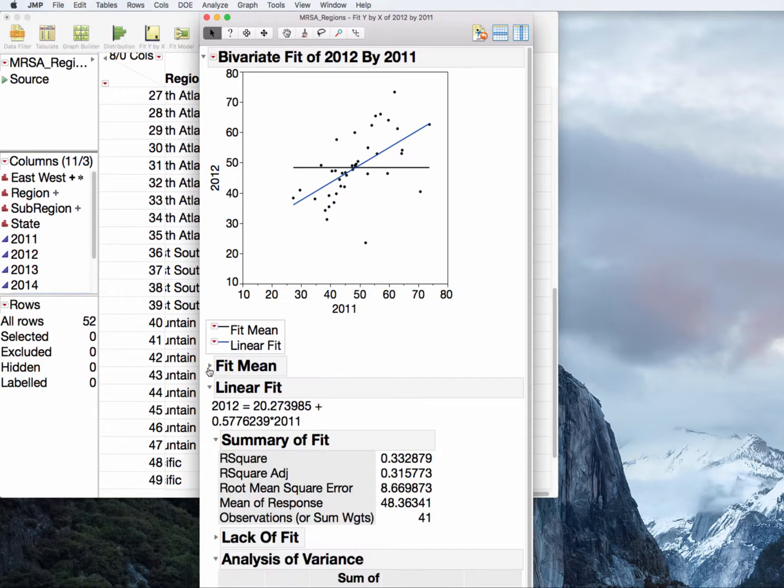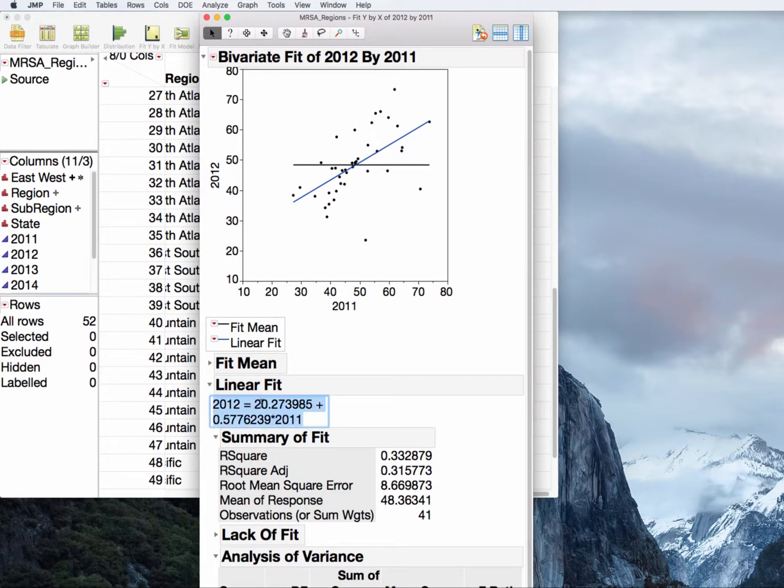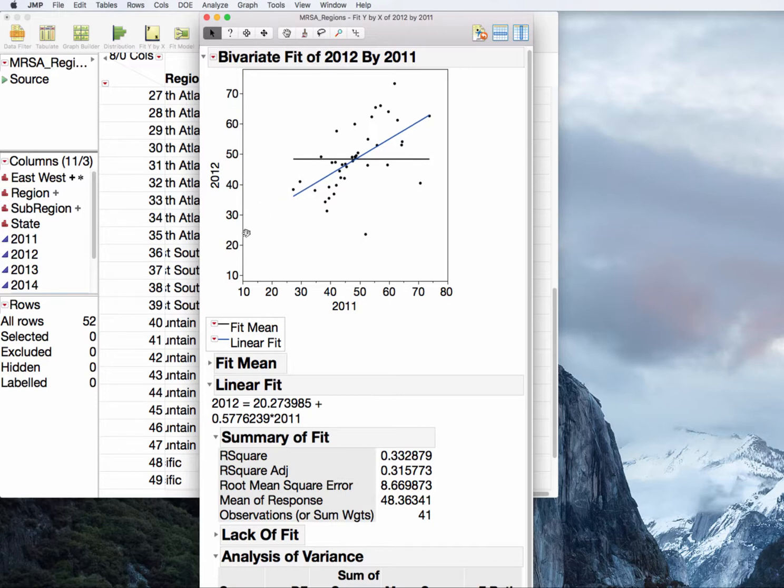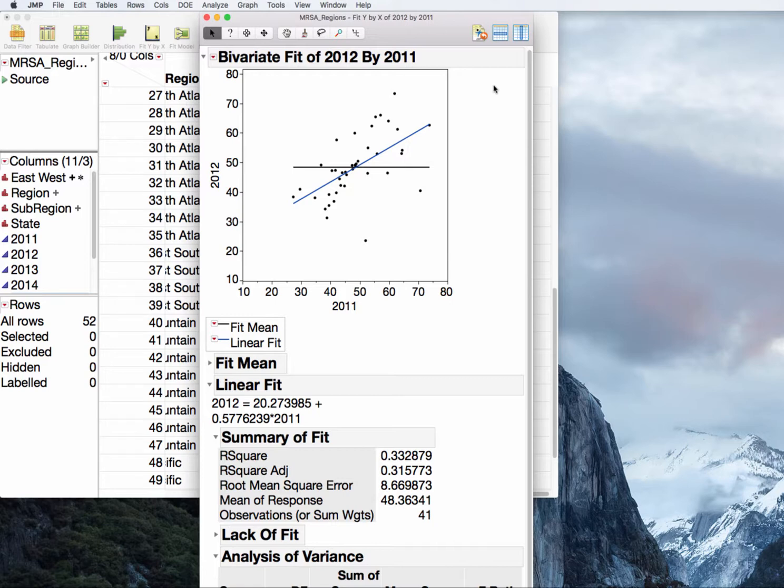Some things that we'll want to look at. First of all, here is our equation for our linear fit. We can inspect our intercept here of 20.27. That means that if we extend this line all the way down to where it crosses, it will cross somewhere at the 20.27 line. So what that means is that if 2011 is 0, then our 2012 prediction would be 20.27.